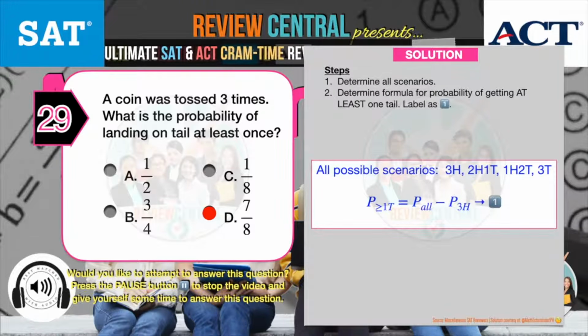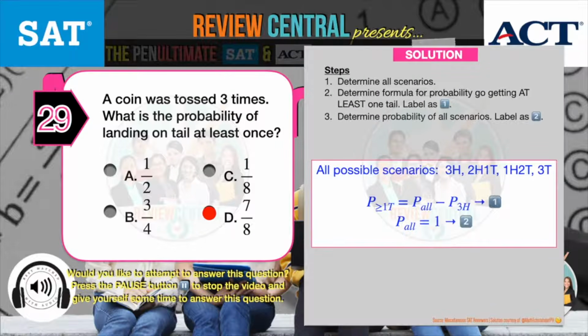Therefore, the probability of getting at least 1 tail in 3 tosses should be equal to the sum of the probabilities of all the possible scenarios minus the probability of getting 3 heads. Let's label this as 1. But what is the sum of the probabilities of all possible scenarios? It is 1, of course. Remember that all probabilities should always equate to 1. Let's label this as 2.